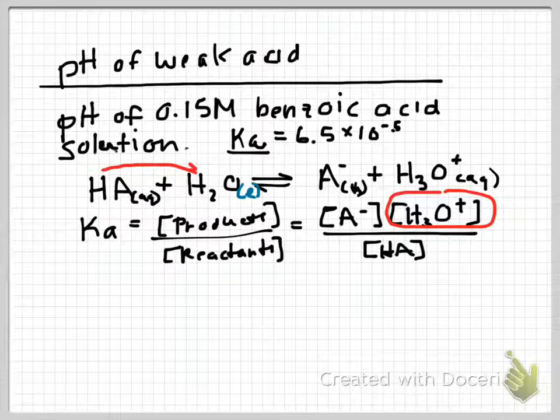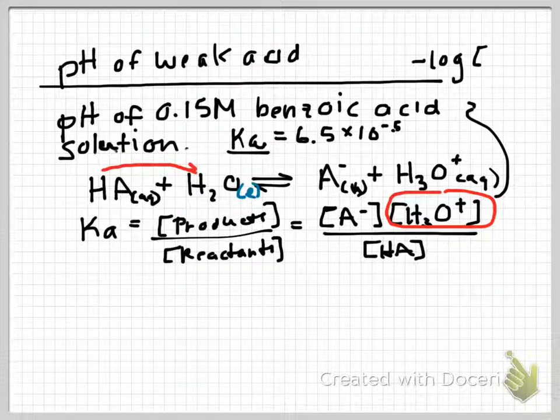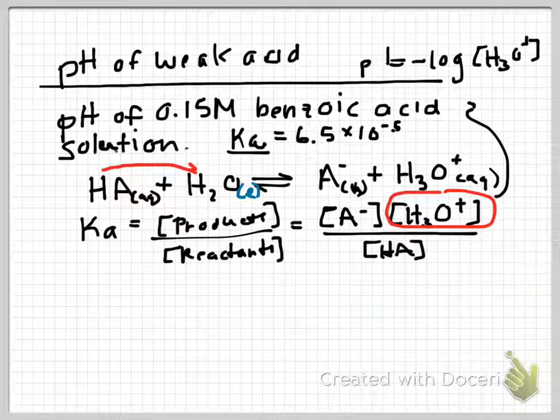The goal is that we're looking for pH. So we need to find something out about this H3O plus, because we remember the pH is equal to the negative log of our hydronium ion concentration. We need to use these relationships to figure out that concentration of H3O plus at equilibrium.